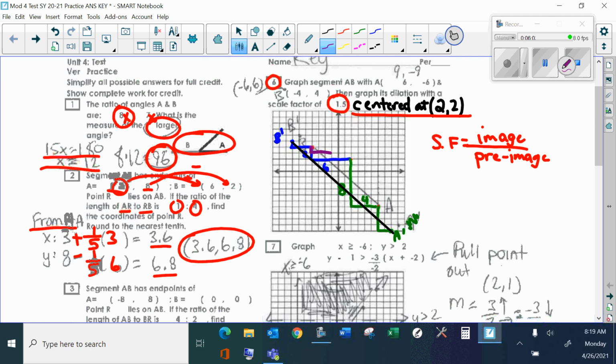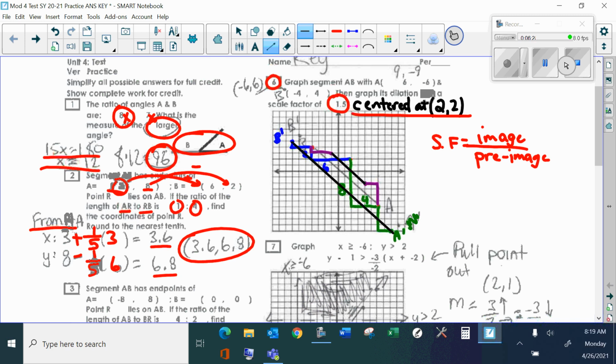I'd be going down 1 and in 3. 1, 2, 3. Okay. And I'd be coming up 4. 1, 2, 3, 4, and in 2. And those would be my segment right there for half of it, centered at 2, 2.